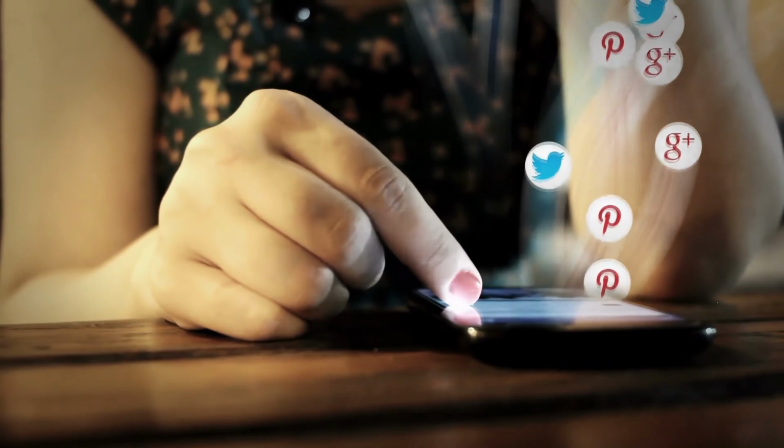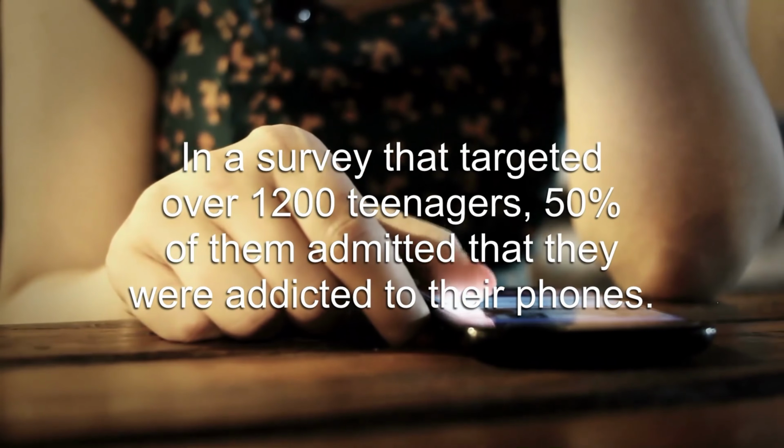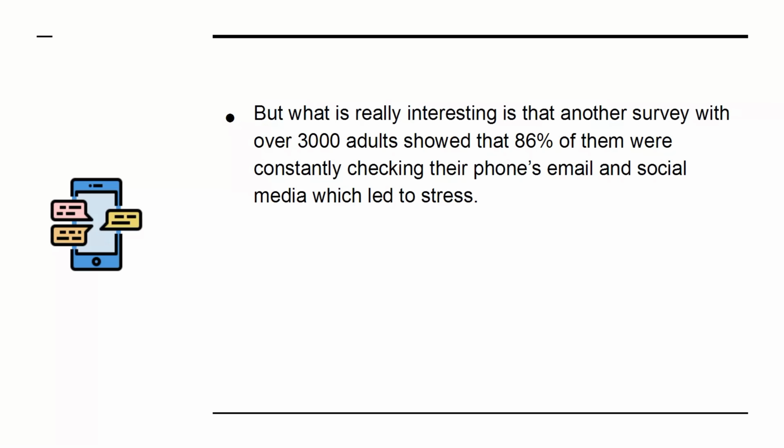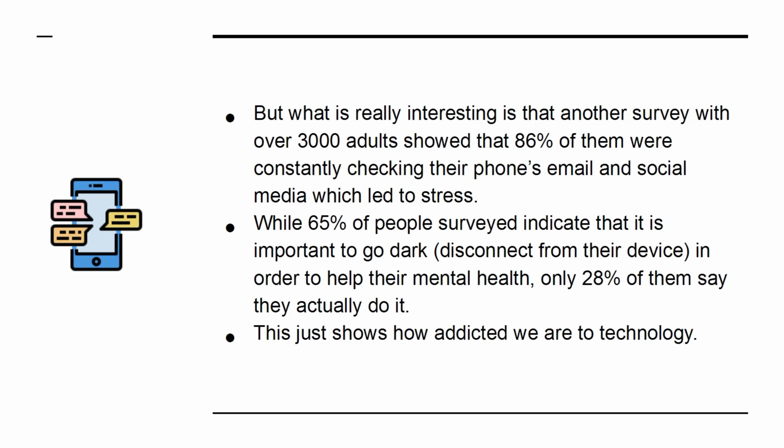In a survey that targeted over 1,200 teenagers, 50% of them admitted that they were addicted to their phones. But what is really interesting is that another survey with over 3,000 adults showed that 86% of them were constantly checking their phone's email and social media, which led to stress. While 65% of people surveyed indicated that it is important to go dark, disconnect from their device, in order to help their mental health, only 28% of them say they actually do it. This just shows how addicted we are to technology.